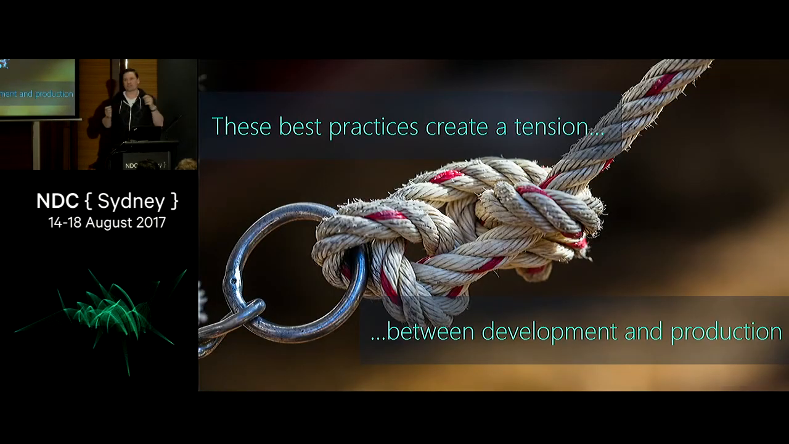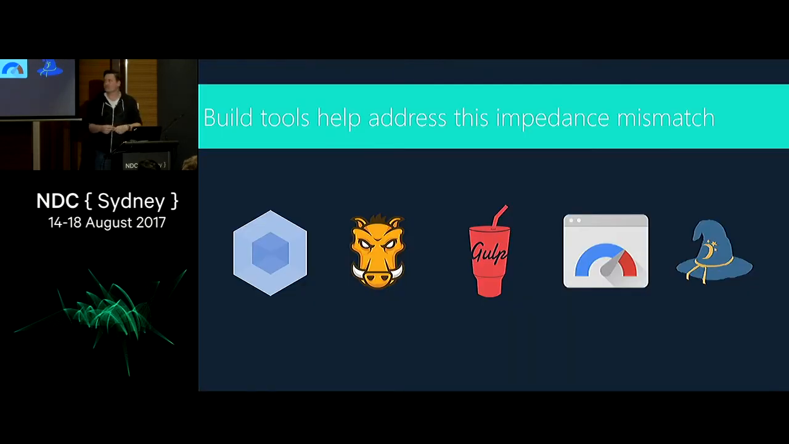All in all, these practices create a tension between what we want to do in dev and what we want to do in production. While we're in development, we just want to have the JavaScript. We want to be able to debug it. We don't want it minified and uglified and everything else. We just want to be able to use it. So how do we actually handle that? That's extra complexity that we have in our build pipelines, and build tools can help.